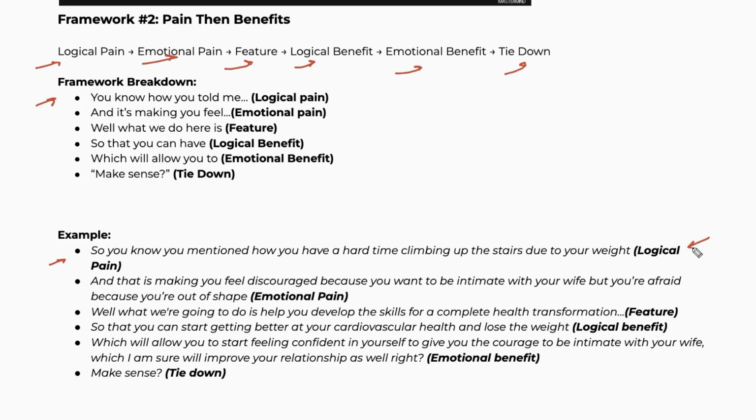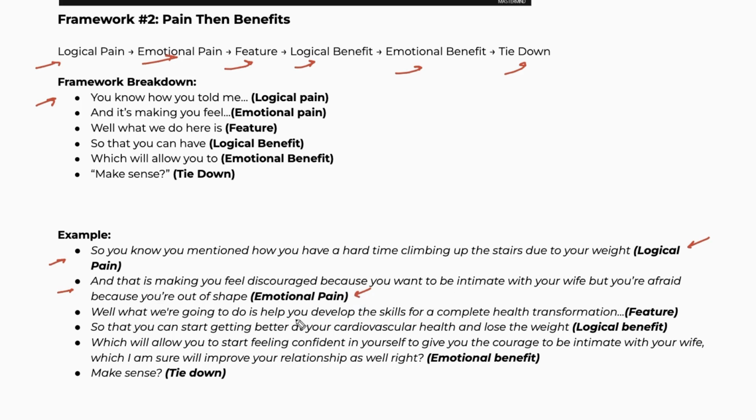The logical pain is they have a hard time climbing up the stairs due to their weight. Now, what's the emotional pain that goes with that? This is making you feel discouraged because you want to be intimate with your wife, but you're afraid to because you're out of shape, right? That is an emotional pain that the individual is feeling, right? Feeling intimate is an emotional thing.